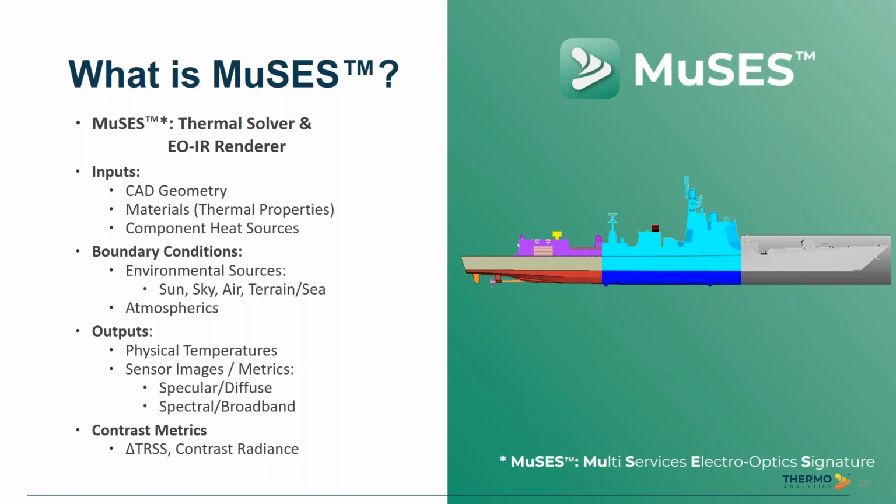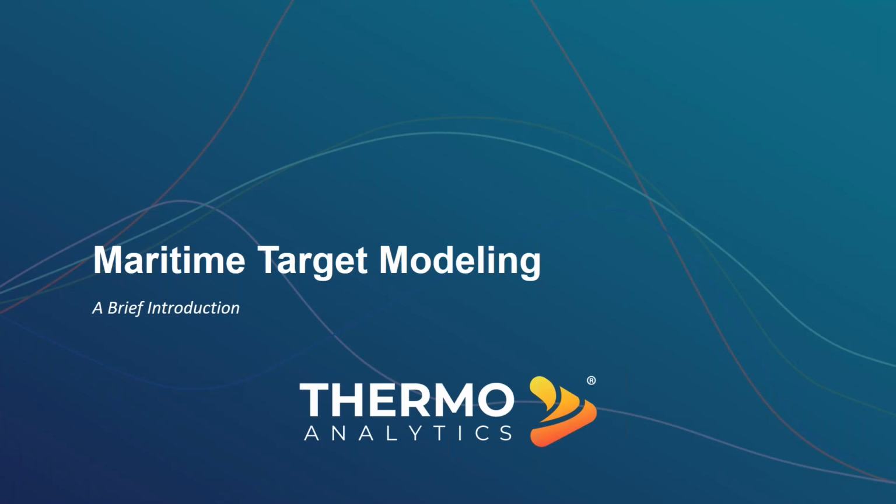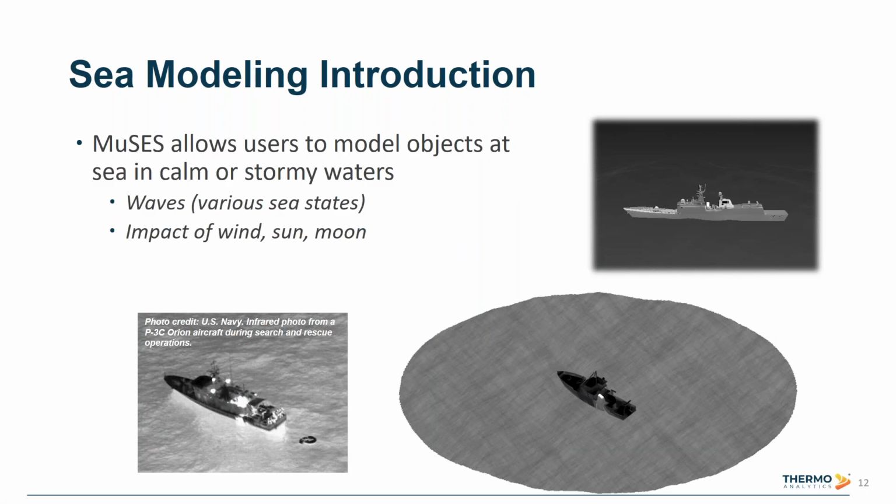And now we can go into what makes maritime modeling different. MuSES allows maritime vehicles to be modeled at sea. On top of properly modeling the convection between the target and the water, we can model different states of sea and how that affects the waves. When the IR images are created, reflections of the moon and sun will also be seen off of the water surface.